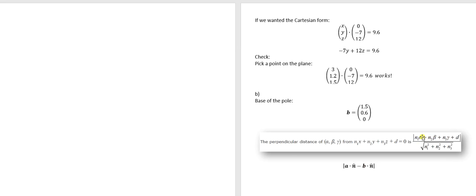This formula, the n1 alpha, n2 beta, and n3 gamma, that's essentially the process of taking the dot product of some random point, which I've called B, with a normal vector. But then you would have to divide by the size of that normal vector to turn it into the unit normal, and that's what the square root is on the bottom.